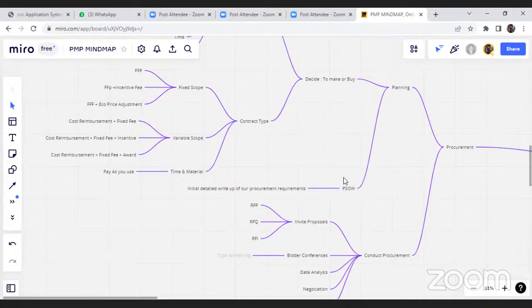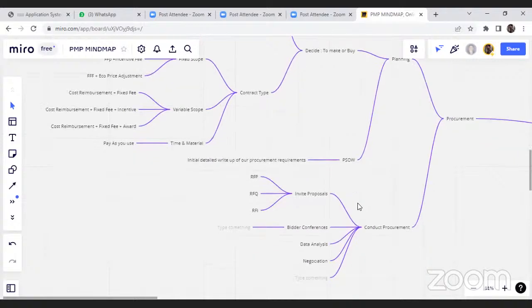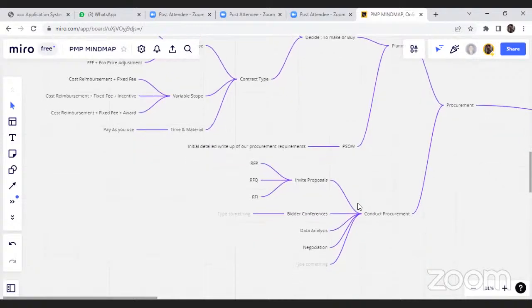Then from the planning, we get the procurement statement of work, where we get the details of the services, the products, and the results.